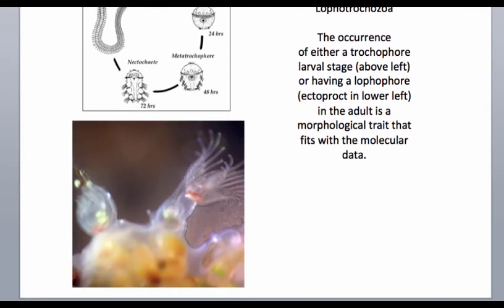If you look at the bottom, you've got a lophophorate. This is a bryozoan that has this tentacle-lined feeding structure, and it's kind of shaped like a little horseshoe. And all the cilia on these tentacles sweep the food toward the mouth of the animal. It's basically feeding in the same way that the trochophore larva is feeding in the worm embryo.